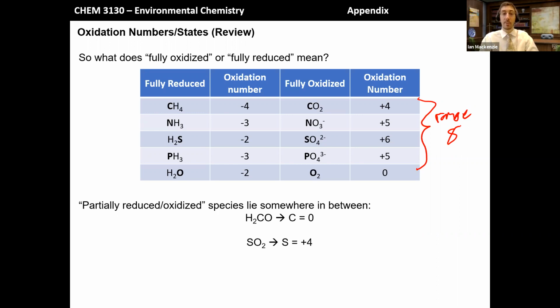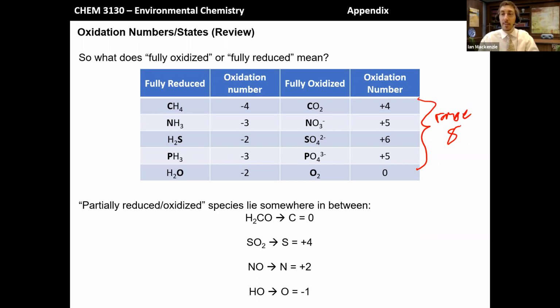SO2, in this case, is sulfur dioxide, a common atmospheric gas. Sulfur here is actually only partially oxidized because its oxidation number is +4. Fully oxidized would be all the way up to something like the sulfate ion. Nitric oxide, again, another common atmospheric gas. Here, nitrogen's only at a +2 oxidation state rather than the fully oxidized +5.